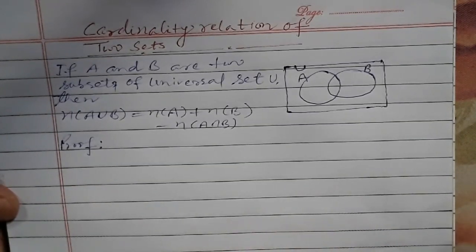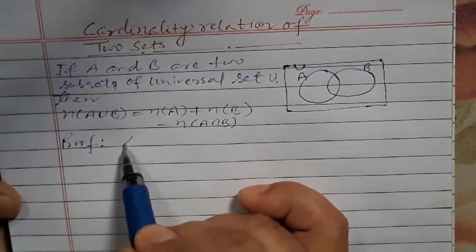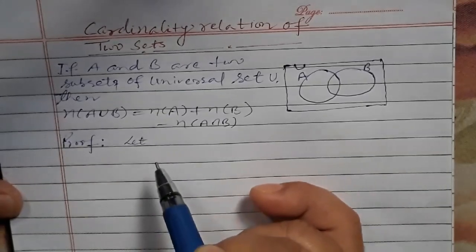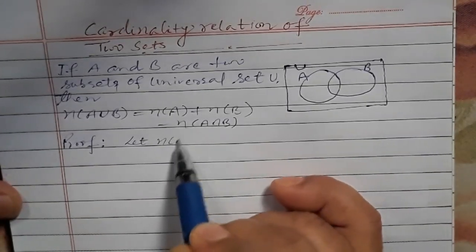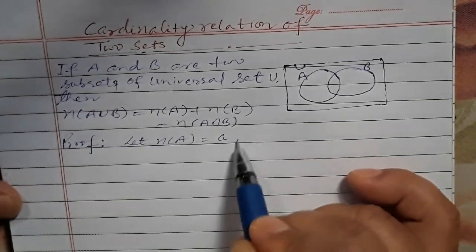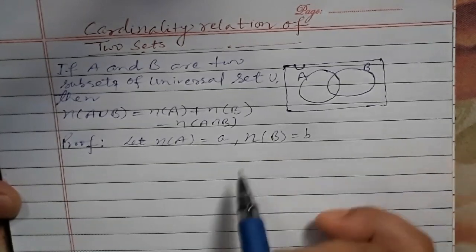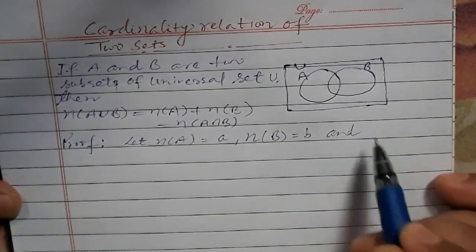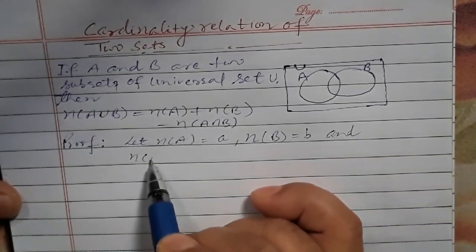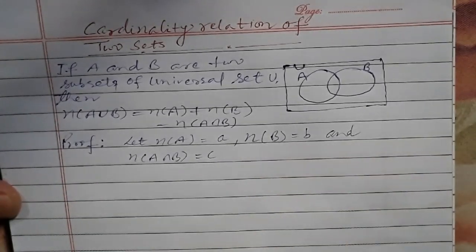It is a very simple method, and we can prove it very easily. Let n of A be equal to a, let n of B be equal to b, and for the intersection part, let n of A intersection B be equal to c.